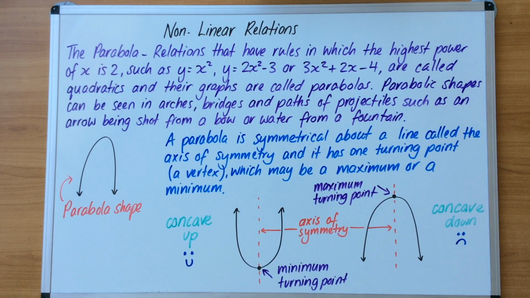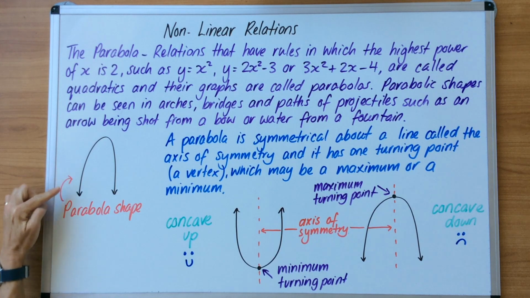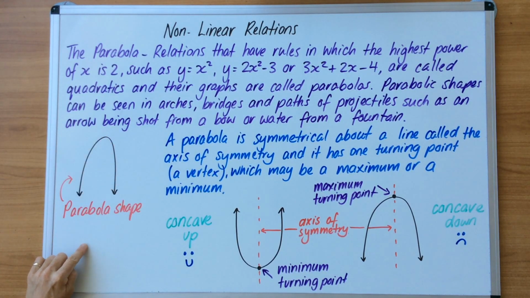Parabolic shapes can be seen in arches, bridges, and paths of projectiles, such as an arrow being shot from a bow or water from a fountain. As you can see here on the left-hand side, this is a parabola shape, and it can be up or down in the way it appears. Let's take a look at these two examples here.